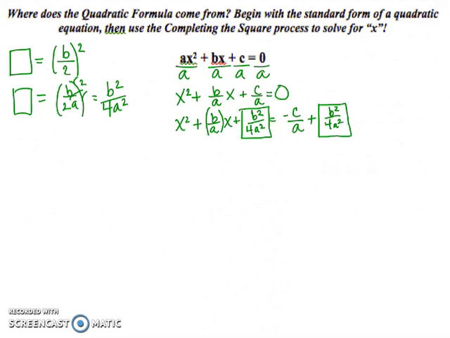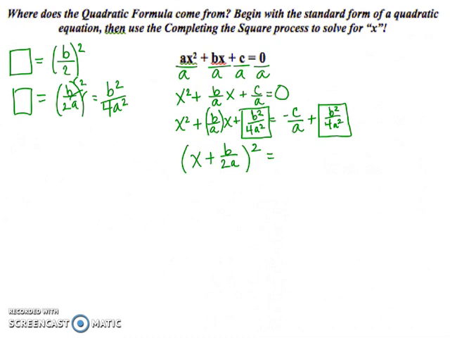On the left-hand side, we would like to factor that. The whole idea of completing the square is that whatever you add to both sides of the equation creates a perfect square trinomial on the left-hand side. So this can now be factored into the same binomial times itself, and it's going to be x plus b over 2a, squared.